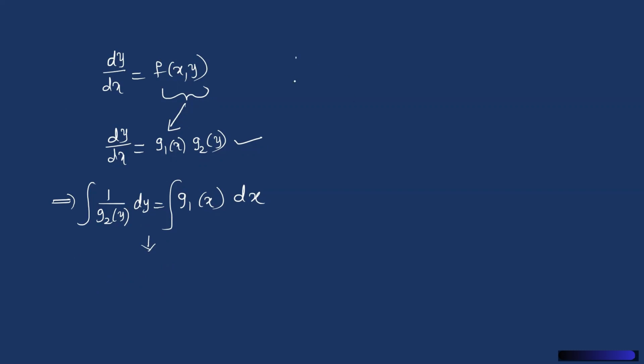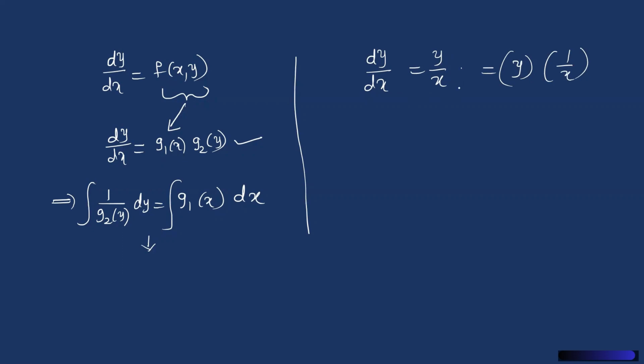Right now, let me take one simple example to understand this. Let us say this is the differential equation you are given: dy by dx is equal to y by x. Let us try to separate the variables. One thing is clear here. On the right hand side, we can write it as y multiplied by 1 by x. This right hand side function can be written as a product of two different functions, one a function of x and the other a function of y. As we can rewrite it this way, we can use the variable separable method. And see, I'm trying to separate the variables.